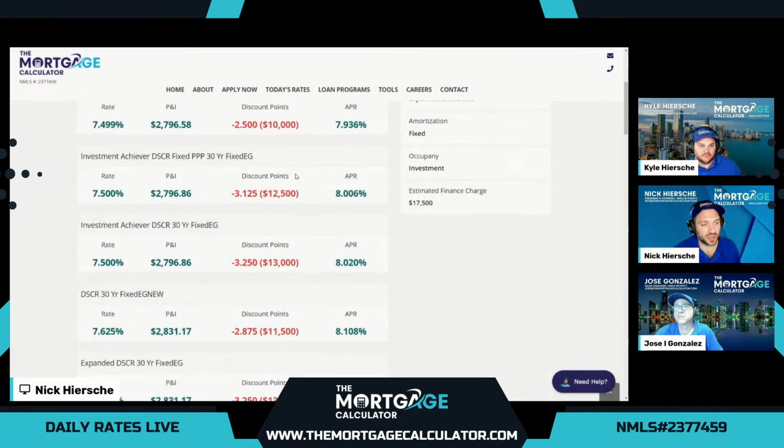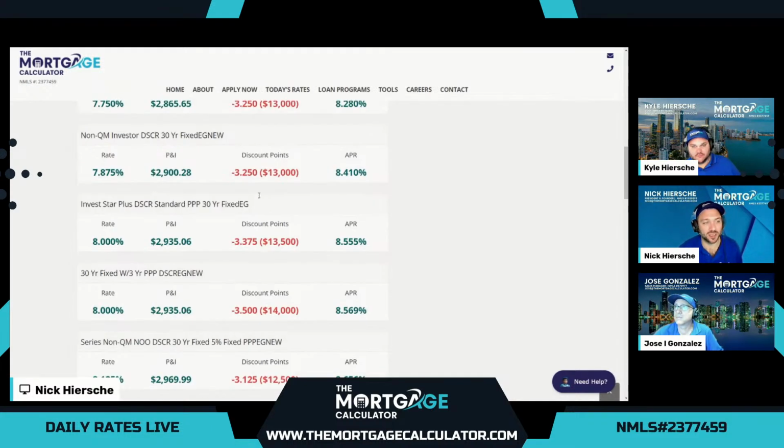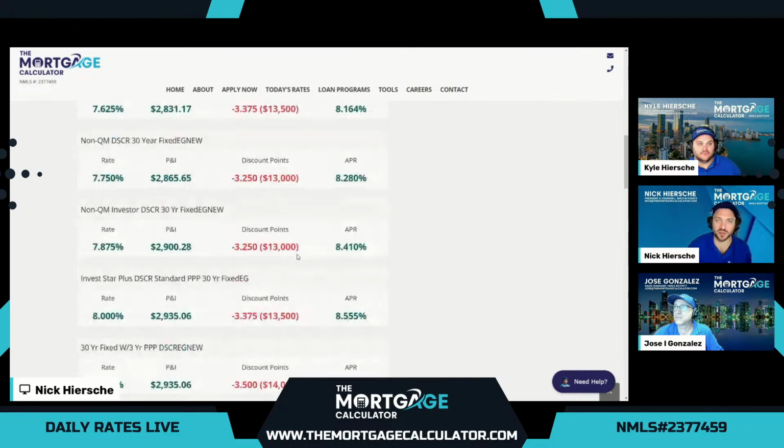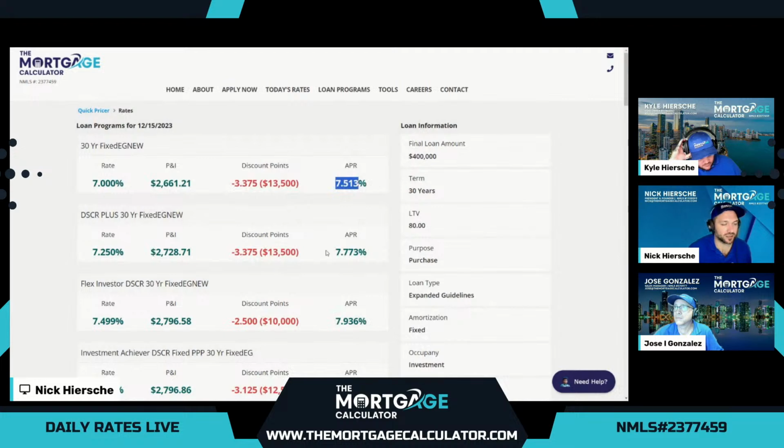Now, there's a ton of options at higher rates and costs as well. Some of these may allow bankruptcies and foreclosures. Some may allow short-term rental income. Some may allow different property types that we've gone over in our demos. So please get with our team to find the best options.